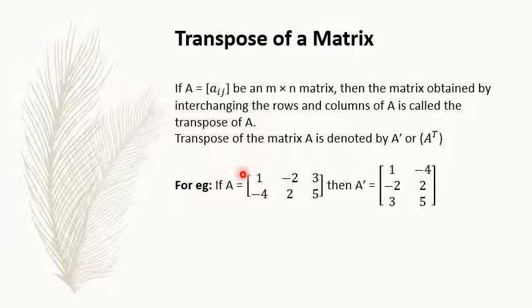Here an example is given. A matrix A is given. To obtain the transpose of A, we need to interchange the rows and columns of A. That is, the first row of A becomes the first column of A transpose. Second row of A becomes the second column of A transpose. So this is the transpose of A. That is just rotating it.